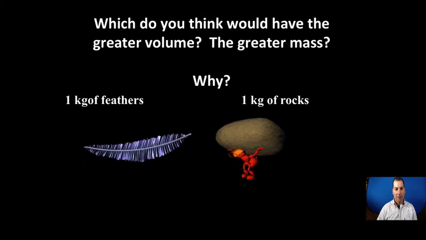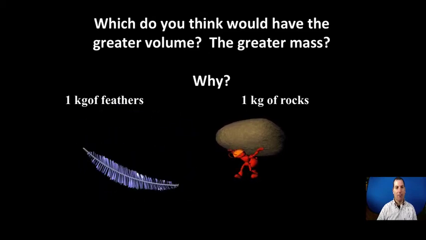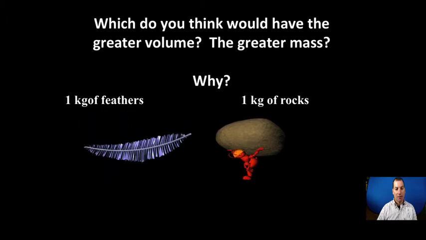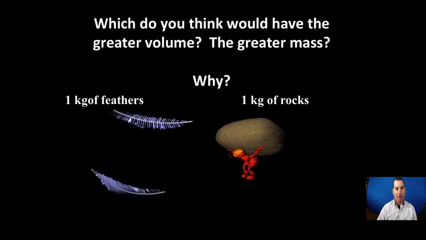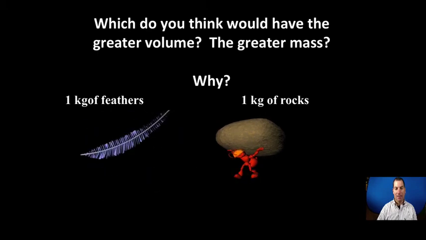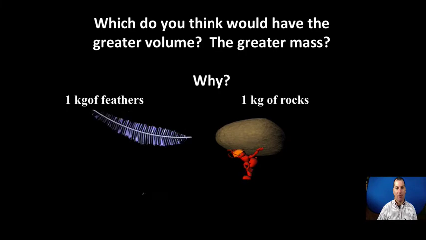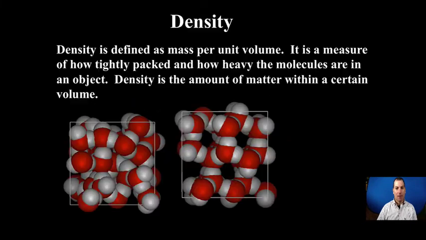Well, if you look at the feathers, you know a little bit about the feathers. They would probably have a greater volume because they are so light and they would take up more space to have 1 kilogram, whereas a rock is very tightly packed and it has less space to have 1 kilogram. That was what we call density. Density is defined as mass per unit volume. You can see it's how tightly packed and how heavy the molecules are in an object. It's the amount of matter actually within a certain volume.